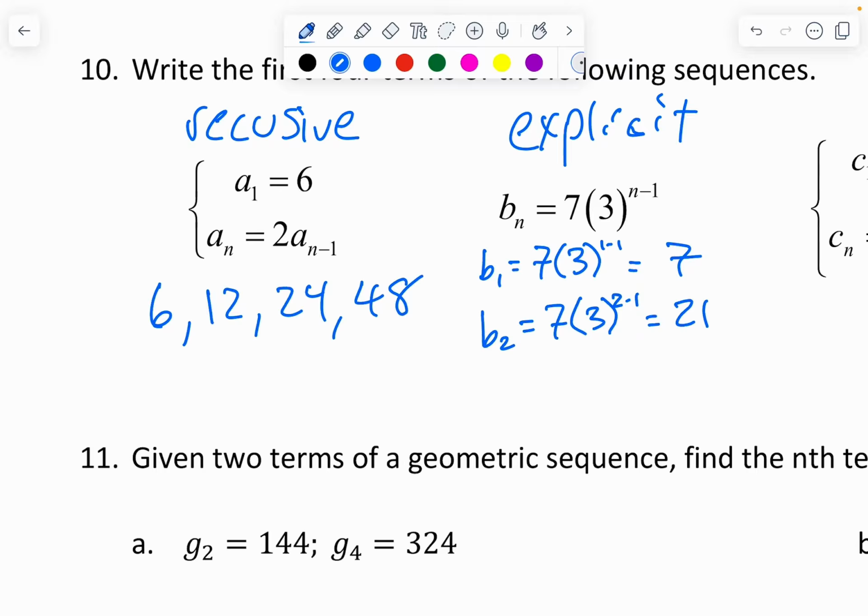What did I do to go from one to the next? I multiplied it by 3. So the next one would be 63. And then the next one, multiply that by 3, I get 189, I think. I could plug it in if I wanted to, but there we go.